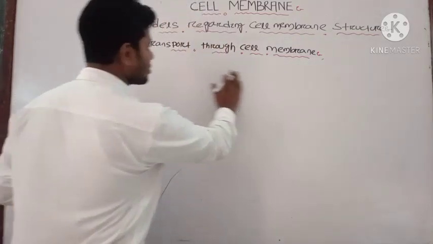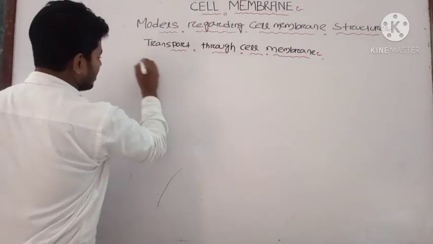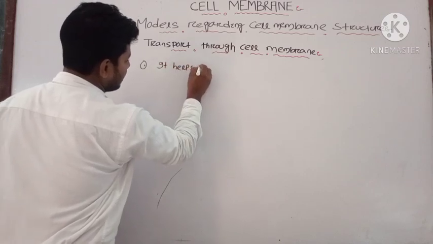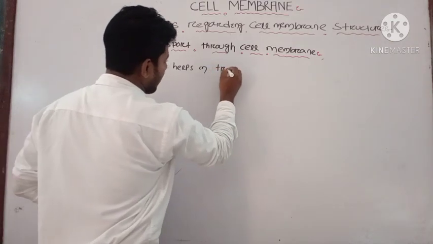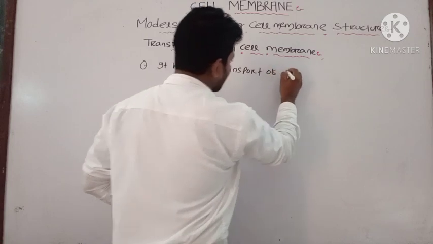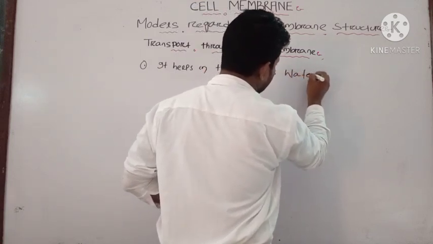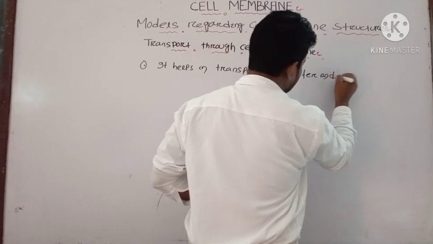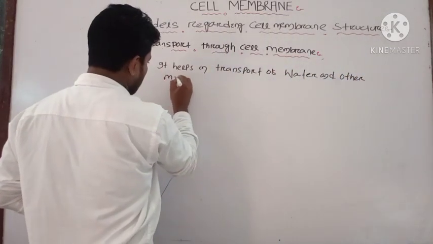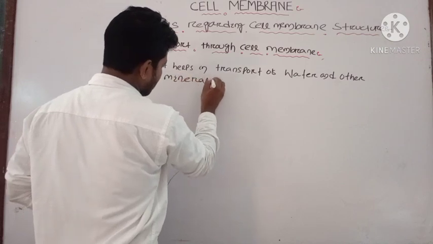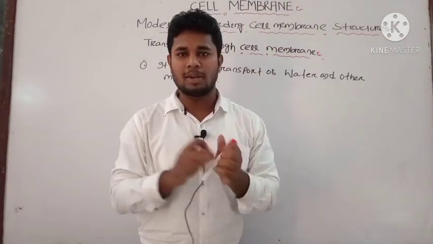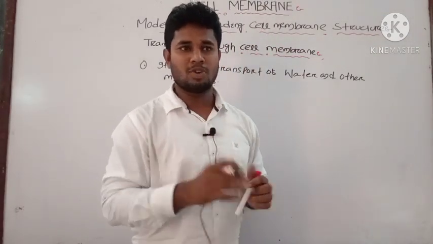Okay, the first important function of the cell membrane is that it helps in transport of water and other minerals. Which is the most important one? The transfer of water and other minerals occurs between two cells through the plasmodesmata.